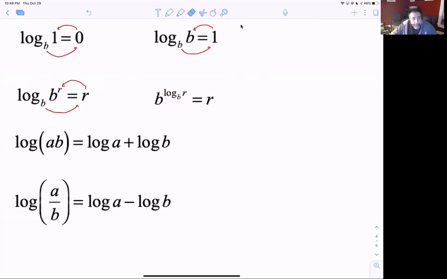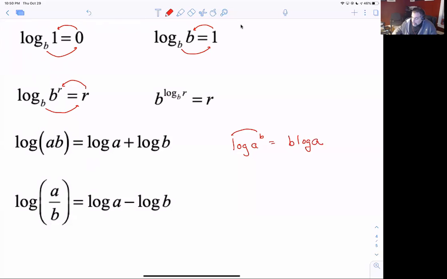Then the last two, which are our newest ones for today: when you have the log of a multiplication problem, it can become multiple logs with addition. So one log with multiplication becomes 2 logs with addition. And then down here, 1 log with division becomes 2 logs with subtraction. The last one that I'll throw in, we didn't talk about it so much in this video, but we'll be looking at it in the next video. I just want to remind you, if you have log of a raised to the b, that's our bring down rule. That's going to be b times log of a.